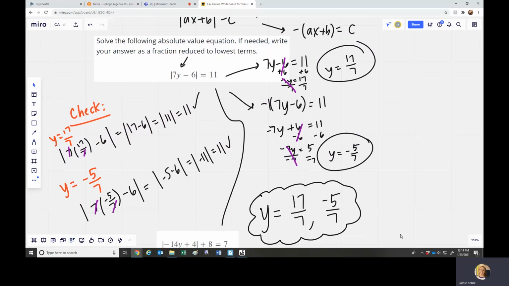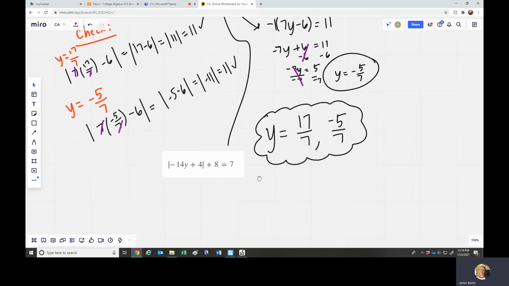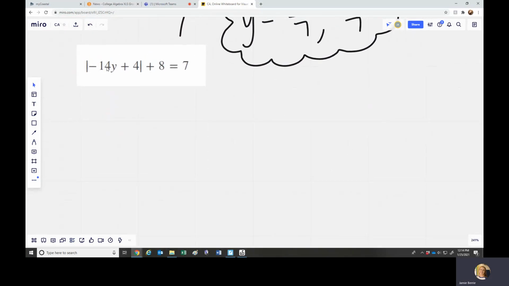Okay, let's do another one. You can see this one is a little bit more complicated. We have absolute value of negative 14y plus 4 plus 8 equals 7. All right, so before we apply any of those rules that we just learned, the absolute value needs to be by itself. So you need to move this 8 over. So absolute value of negative 14y plus 4 equals, that's going to be negative 1.